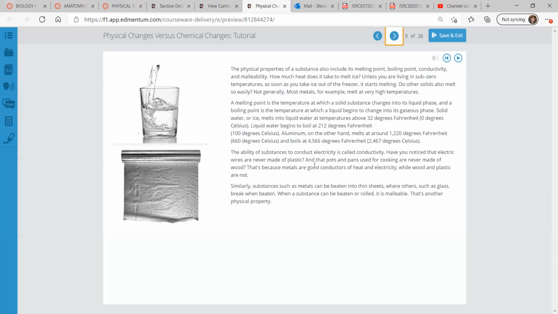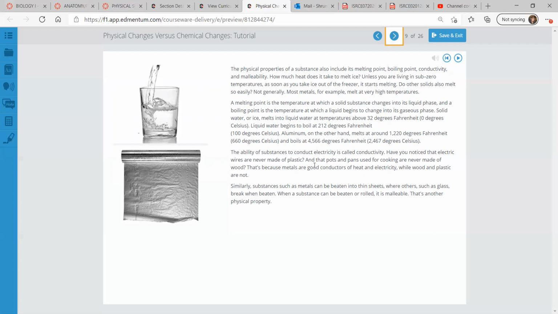Aluminum, on the other hand, melts at around 1,220 degrees Fahrenheit, or 660 degrees Celsius, and boils at 4,566 degrees Fahrenheit, or 2,467 degrees Celsius. So you can see that water, compared to metals, boils at a much lower temperature.